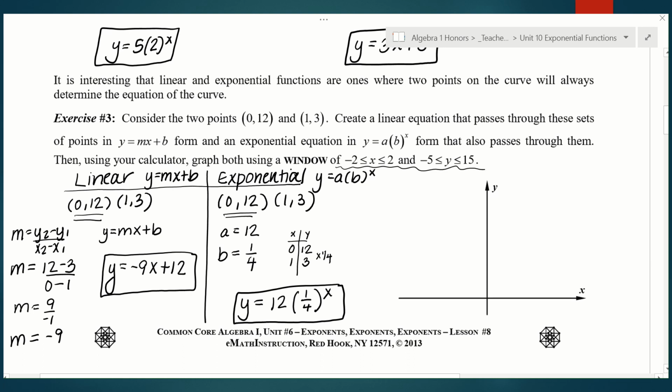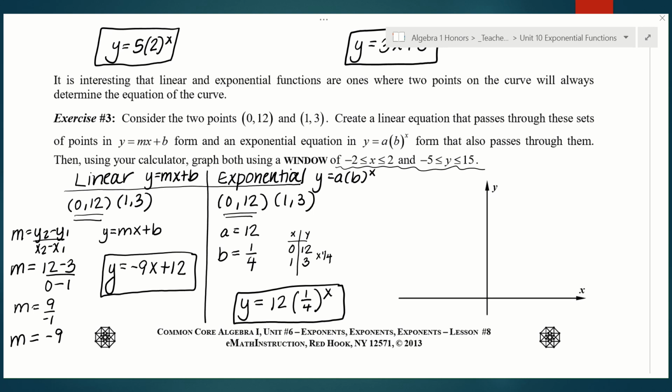So what I'd like you to do is to open up your graphing calculator, and you're going to open up a new graph page. In your first function, f1, you're going to type in the equation of your line. So -9x plus 12. You're going to press enter. Don't worry about if you can see it right now. We'll play with the window after.